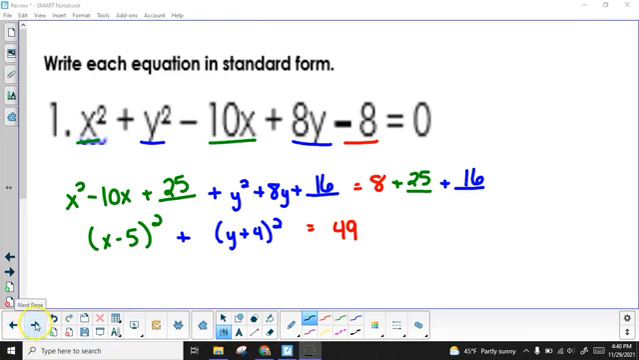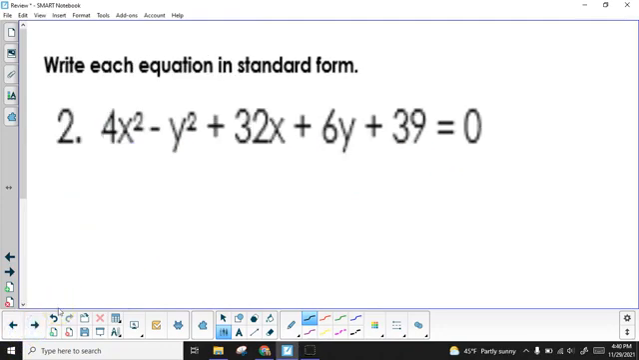Now let's move on to problem 2. For number 2, this one is a different type of equation. We can see that we have an x squared term and a y squared term, and one is positive, the other is negative. This is telling us that it's a hyperbola. We still want to group our x's together, and we want to group our y's together. And we want to put our constant over on the other side.